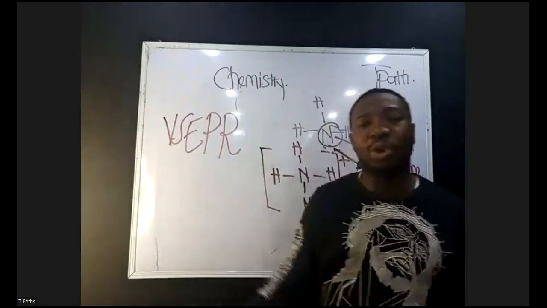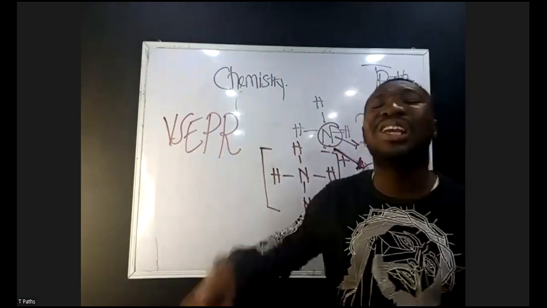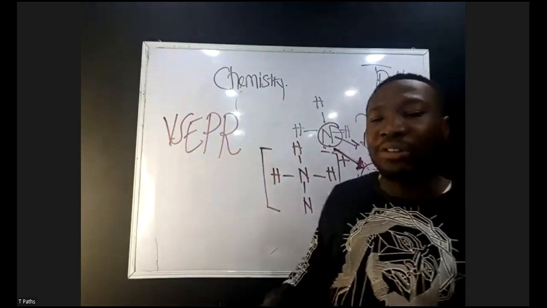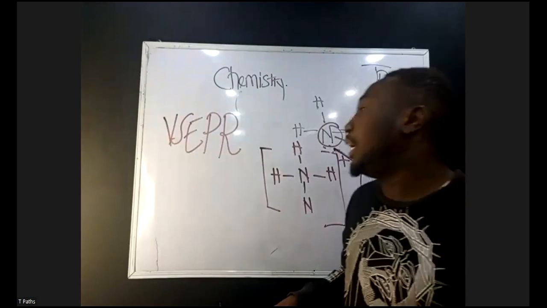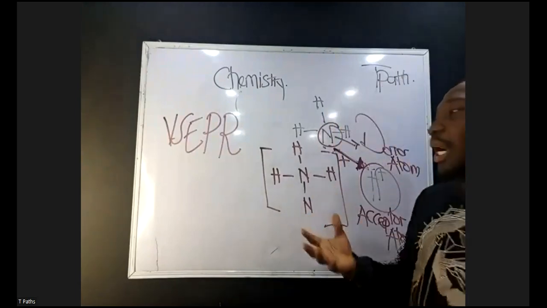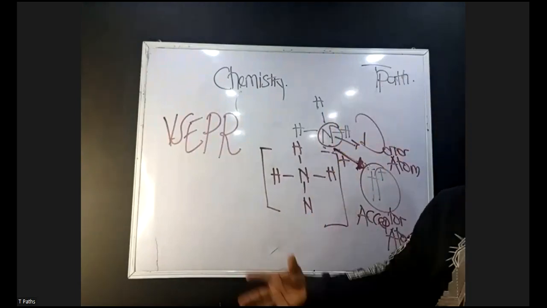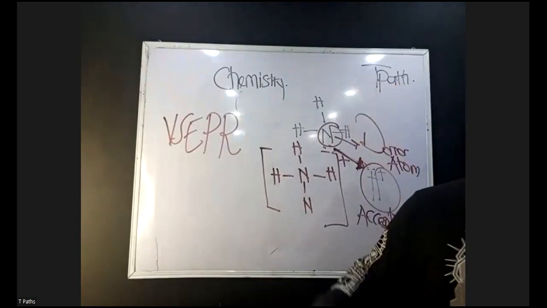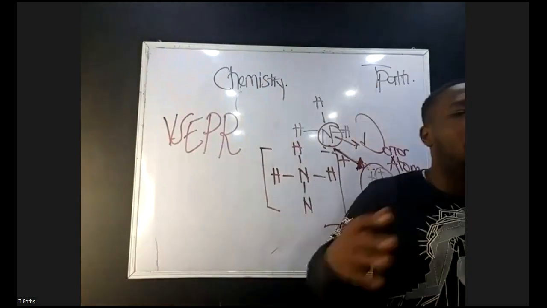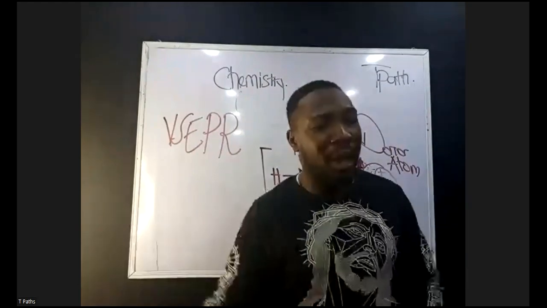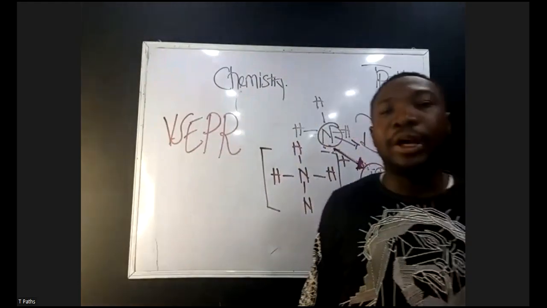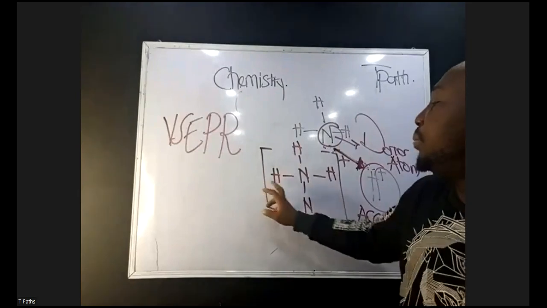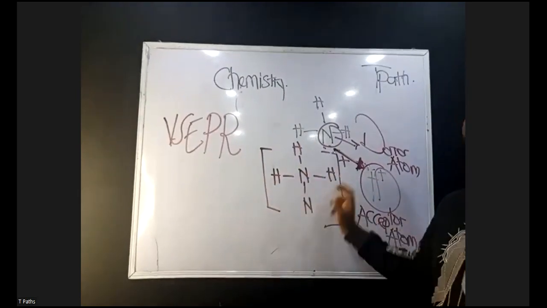Why is there repulsion here? Because of the presence of electrons, like charges present in the atom. Due to that, there is what we call shape. Now, how do you know the shape? You need to consider that when you have bonding, you have bonding pairs and lone pairs. For example, N-H bonds are bonding pairs.